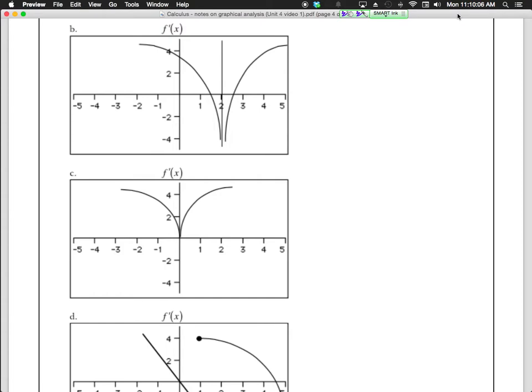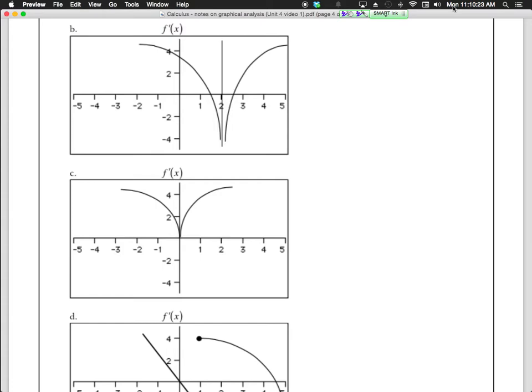So now we need to identify whether those are maxes or mins, or neither. What do I have at 1.5? Relative max at 1.5 because f prime of x changes from positive to negative. Alright, what about 2? I don't know.